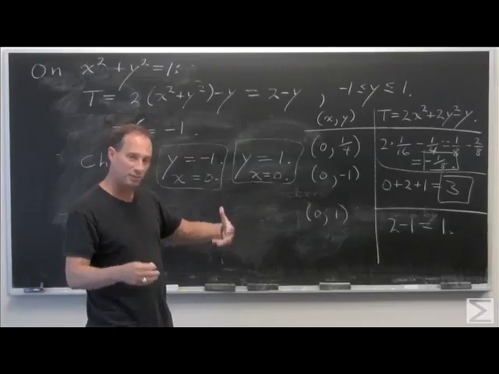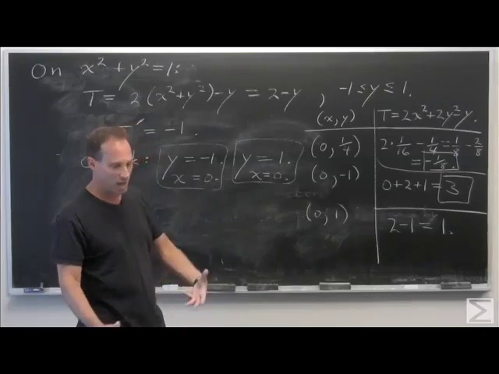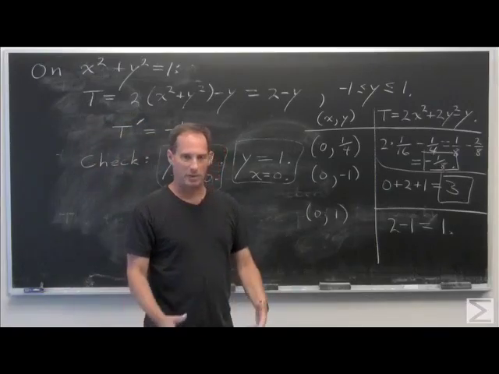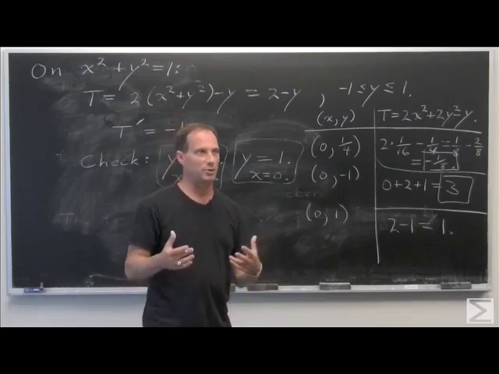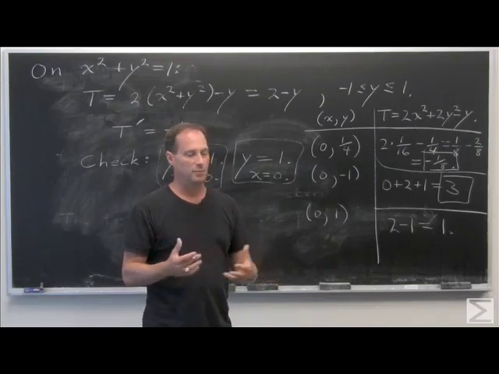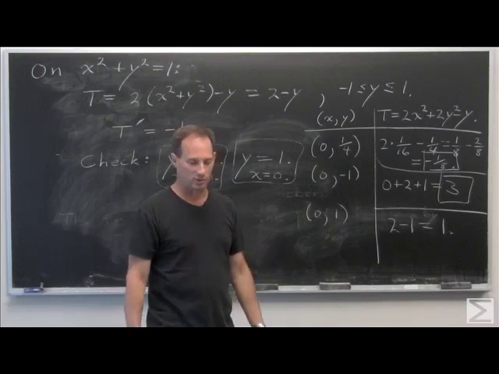You always have to check. If there's a boundary, you have to check it separately. If there's no boundary, you really can't appeal to the extreme value theorem to know you have a global maximum and minimum, so there better be some physical considerations that help you.